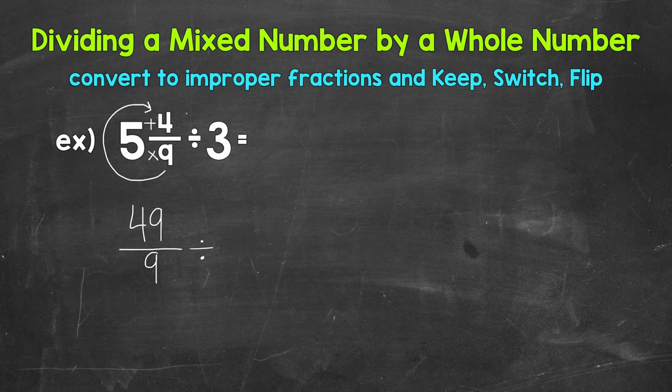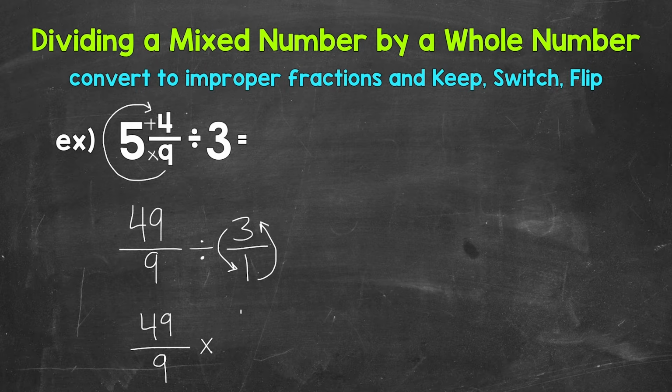So how do we write 3 in fractional form? Well, we can write any whole number in fractional form by putting it over 1. So now we have 49/9 divided by 3 over 1. Now let's keep, switch, flip. So keep 49/9, switch to multiplication, and then flip 3 over 1.